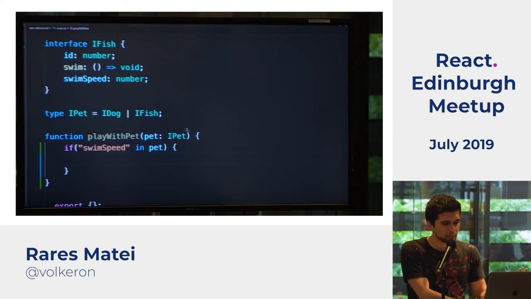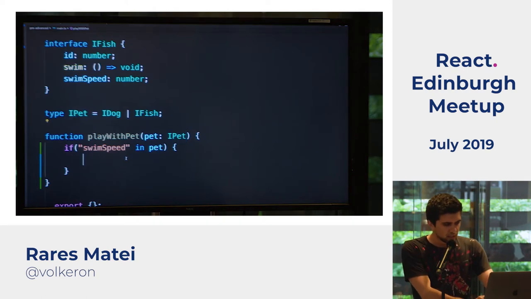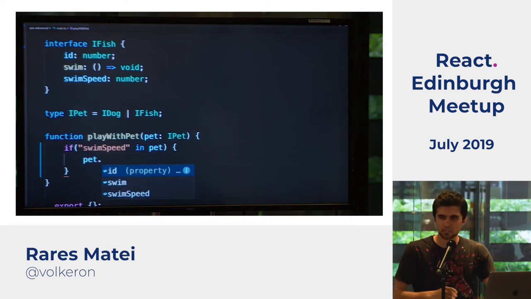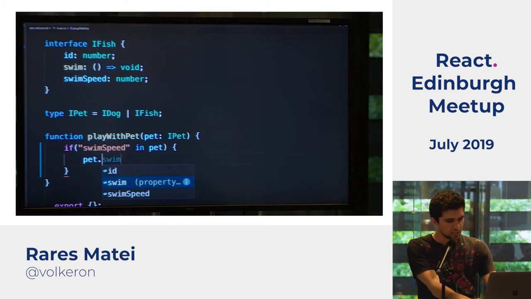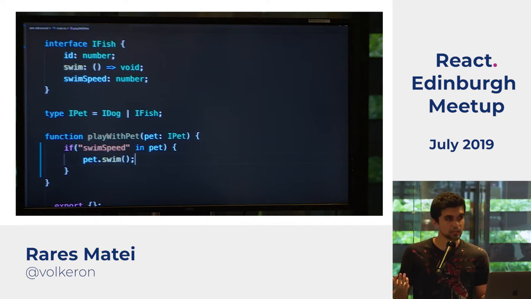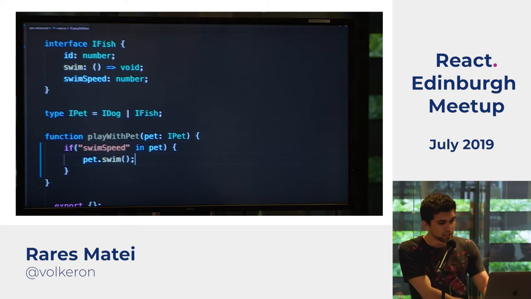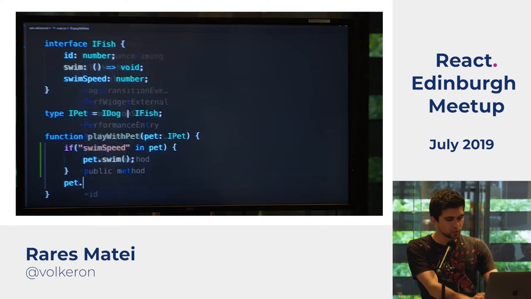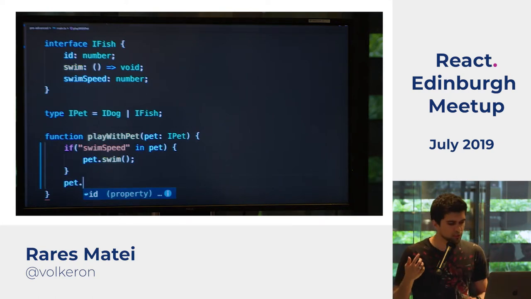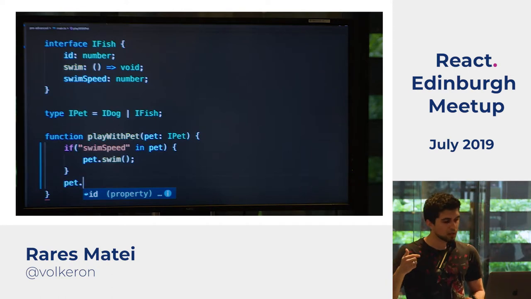We've not told TypeScript anything. We just told it that this can be a dog or a fish. We didn't help TypeScript that much. And if we try to call properties on it, we can see that it gives us more things to call on it. It gives us swim, you can call swim on it, and it's not going to complain, because it can be sure that it's a fish, just in the context of this if statement. If I try below it to call some properties on it, again, it's only going to let me call ID. Because once I go past the if statement, it can be a dog or a fish in that case.